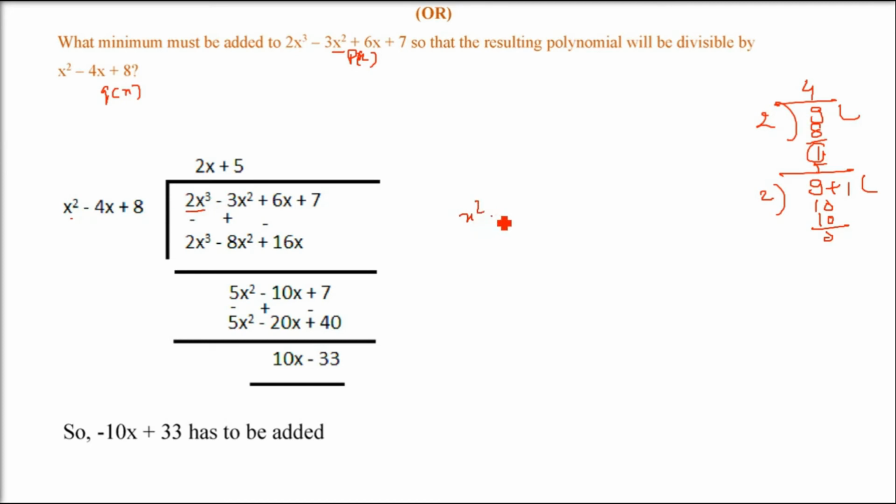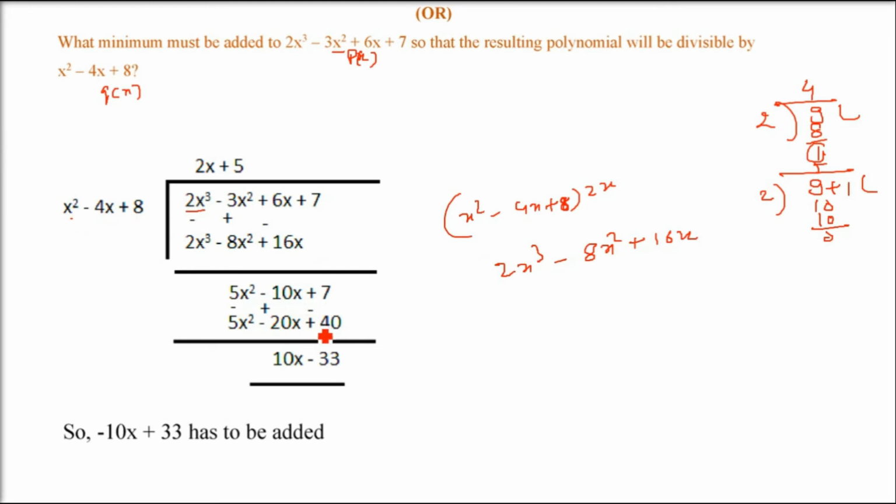If you need 2x cube, x square minus 4x plus 8 is there. So you can multiply it with 2x. When you multiply it with 2x, what do you get? 2x cube minus 4 2s are 8x square, and then 8 2s are 16x. So you put it here. Now subtract these two, and what do you get? This is negative, so this gets cancelled. 2x cube cancels, and 8 minus 3 is 5, and minus 16 and 6, so minus 10x. 7, bring it down, bring it down.